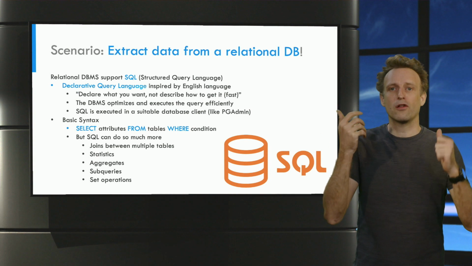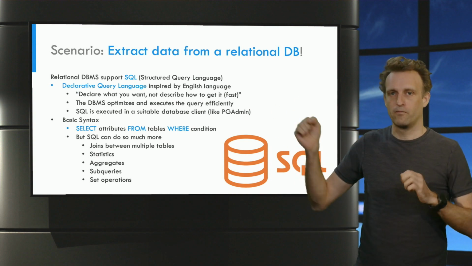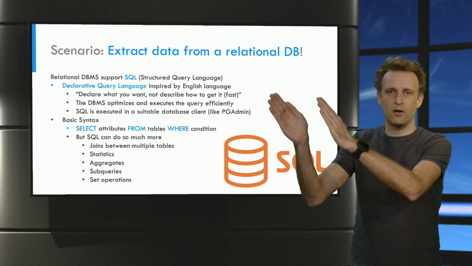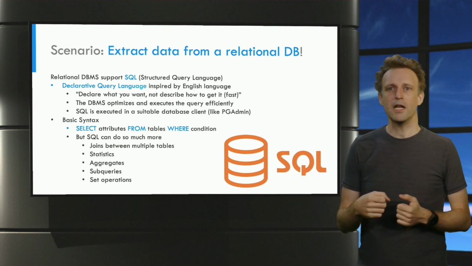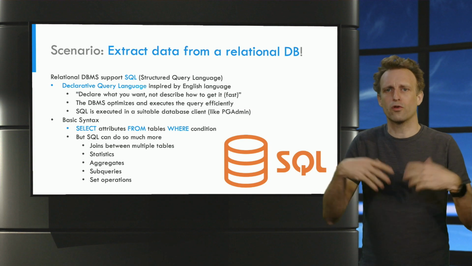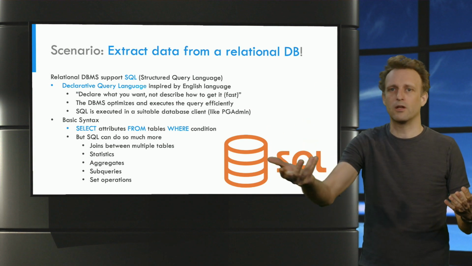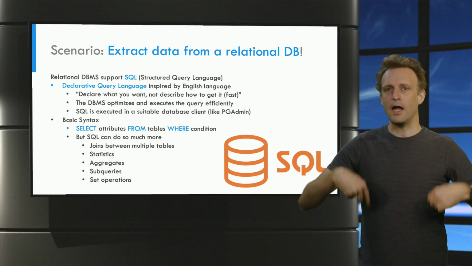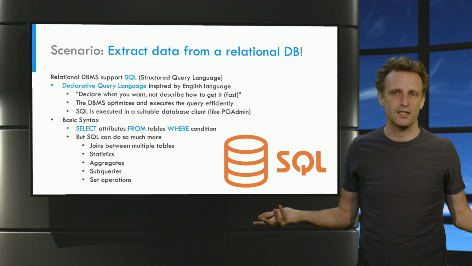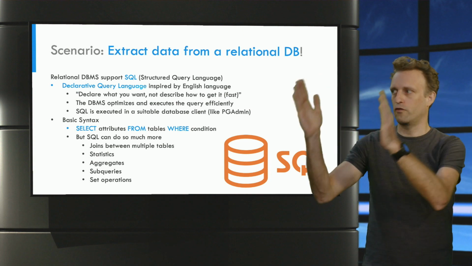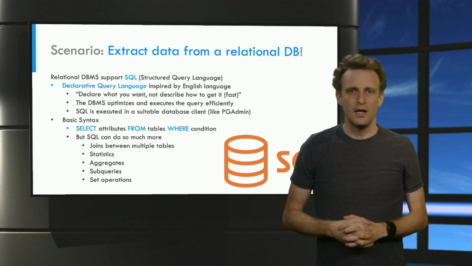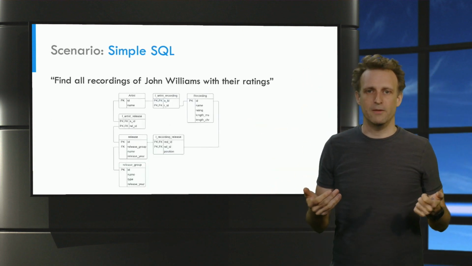The basic syntax of SQL looks like this. Select attributes from tables where condition holds. Of course, it can do so much more. It can also join multiple tables, compute statistics, create aggregates, and run subqueries or set operations. But the very basic is just this: select from where. Let's try our first example query.